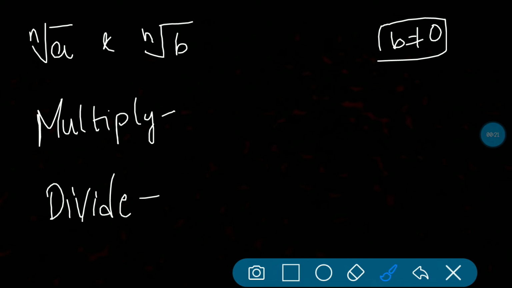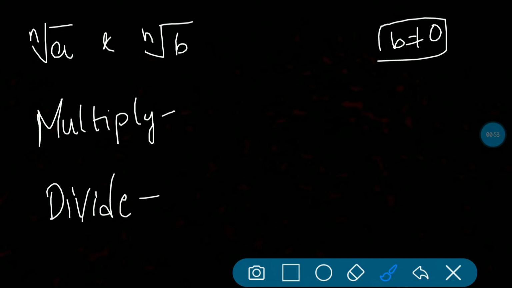With the introduction. See, aim 3 is all about multiplication and division of surds. So first, when I am given two surds, one is nth root of a and the other one is nth root of b, and there is a condition that b is not equal to 0, how do I multiply? How do I divide? That is the question. This is what the aim is all about. In the aim we are going to discuss only this. Very simple it is going to be.